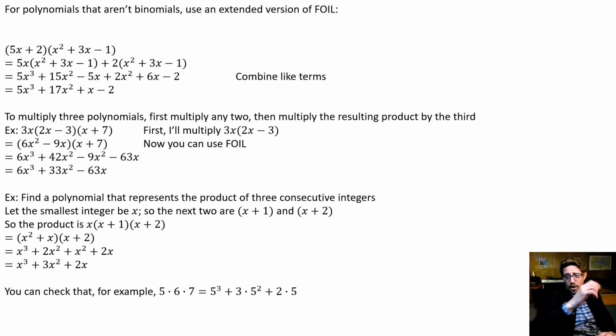For example, if our x was 5, I'm telling you that this thing represents 5 times 6 times 7. Check that it does. Check that 5 times 6 times 7 is the same thing as 5 cubed plus 3 times 5 squared plus 2 times 5. It is. Do the same thing with 9, 10, 11. Do the same thing with 100 times 101 times 102. You're going to see that those two things are exactly equal. We just built that up and we showed it. Okay? Thank you.